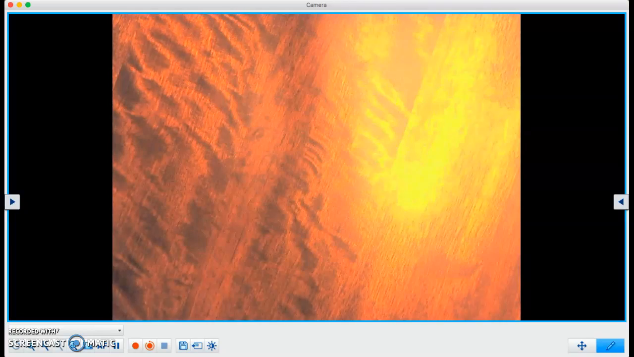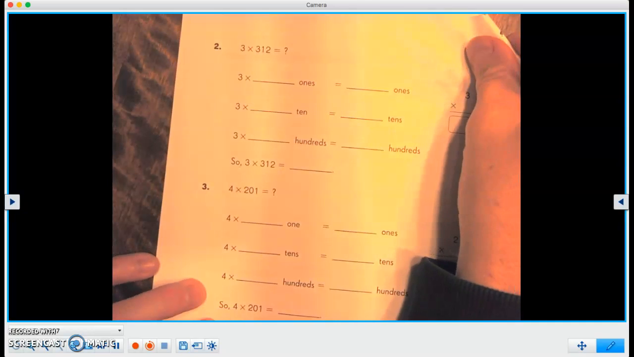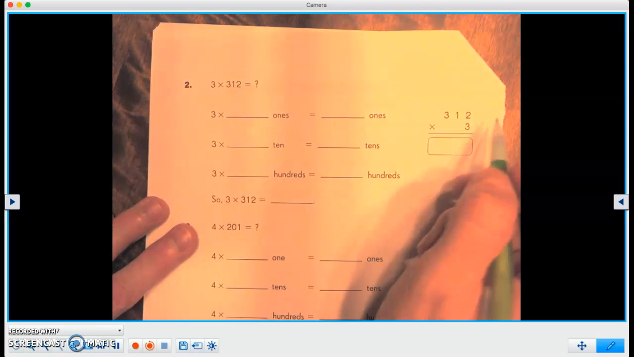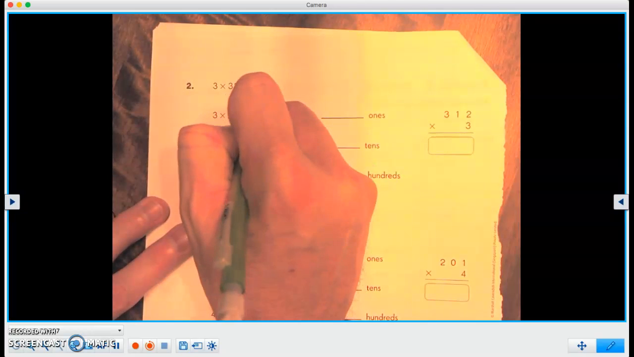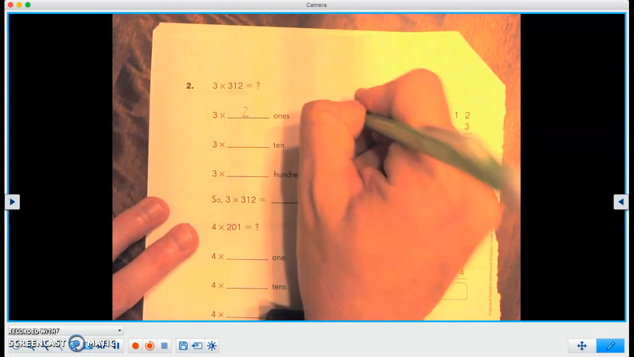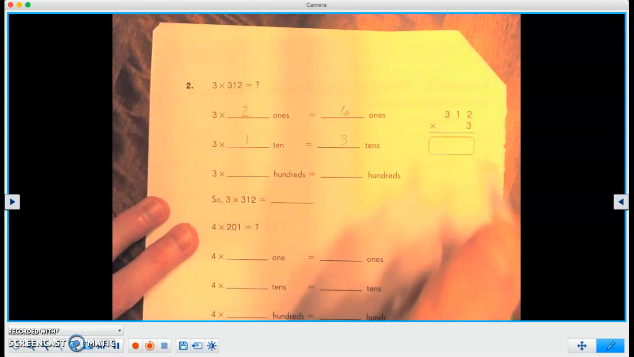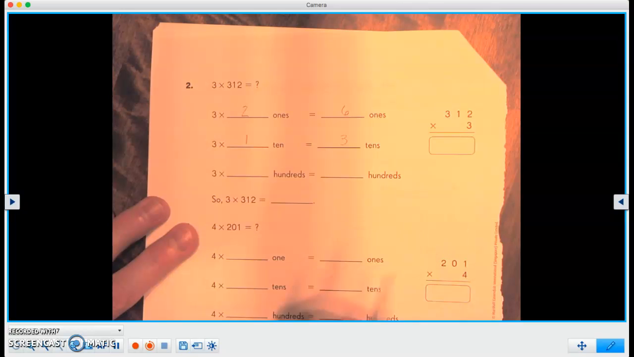All right, let's go ahead and look at number 2. And let's start with this side. So we're going to start with our ones again. 3 times how many ones? Well, that's a 2 in the ones column. 2 times 3 equals 6. Now we look at our tens column, which has a 1 in it. 3 times 1 ten equals 3 tens. 3 times 1 is 3.